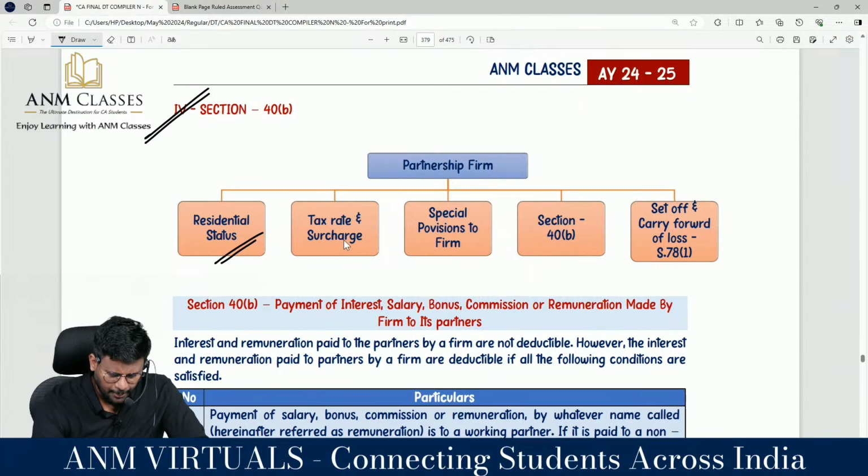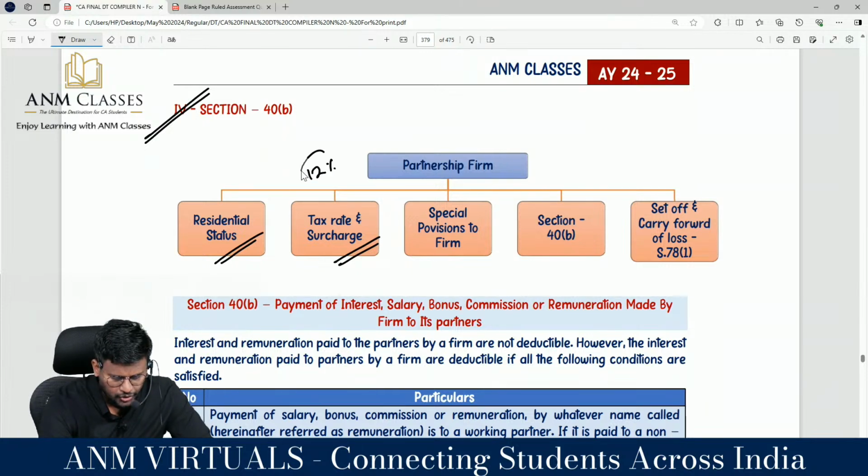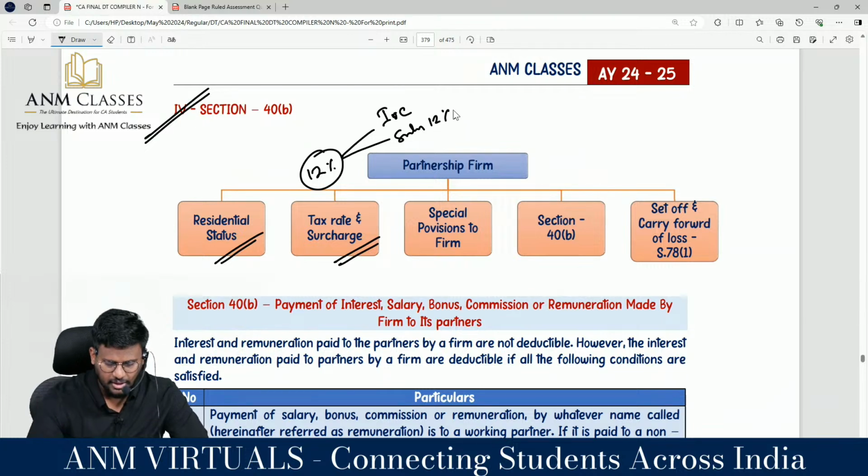What is the tax rate applicable to a partnership firm? 30%. What is the surcharge applicable? For a partnership firm, 12%. Because interest on capital is 12% and surcharge also 12%.